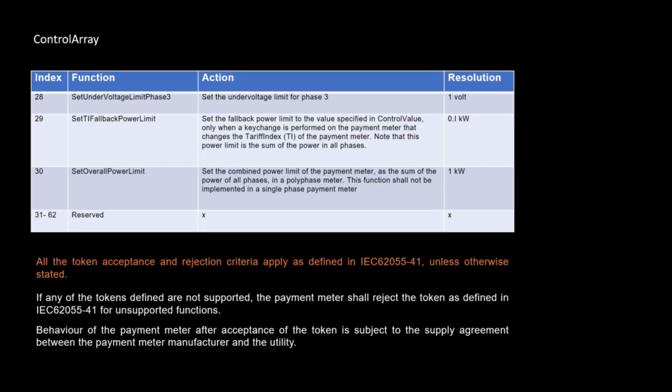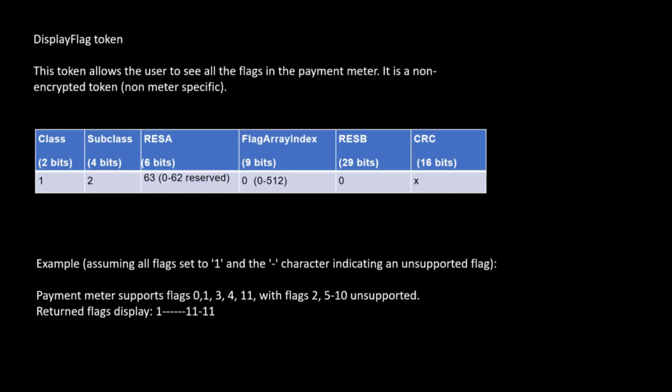All the token acceptance and rejection criteria apply as defined in 62055-41, unless otherwise stated in the document. If any of the tokens defined are not supported, the payment meter must reject the token as defined in 62055-41 for unsupported functions. So that would come back as a function error. Behavior of the payment meter after acceptance of the token is subject to the supply agreement between the payment meter manufacturer and the utility. So this is not specified, how the meter will behave after receiving one of these tokens.